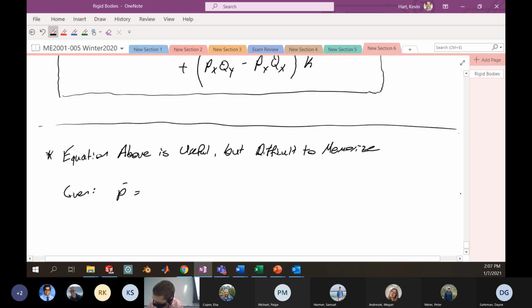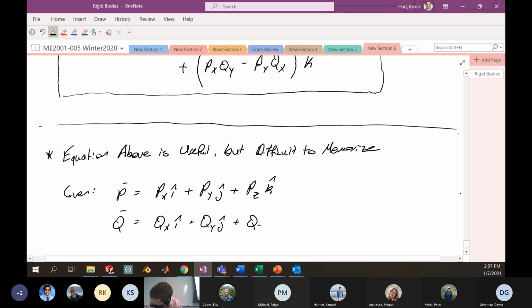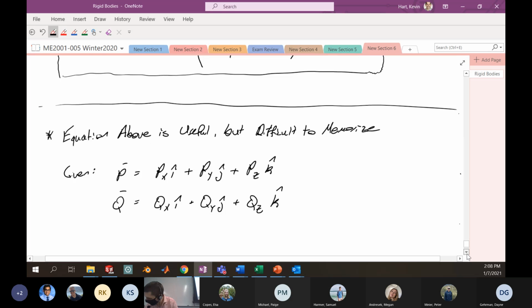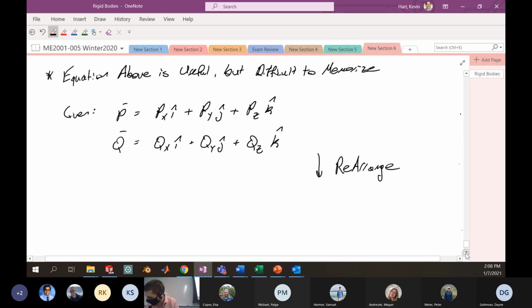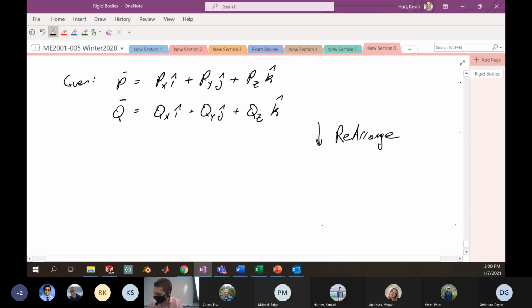So given a vector P, which is Px i plus Py j plus Pz k, and a vector Q, which is Qx i plus Qy j plus Qz k, you can rearrange this into what your book calls the determinant form. So we rearrange into what looks like a 3x3 square chart. Okay, and I'll show you what that looks like now.